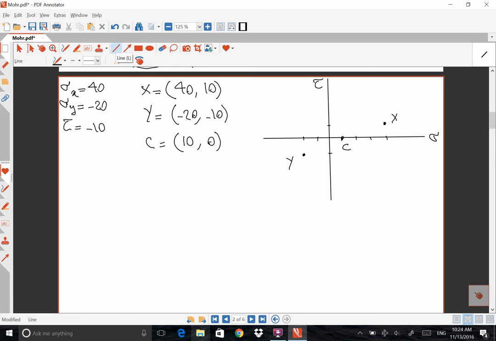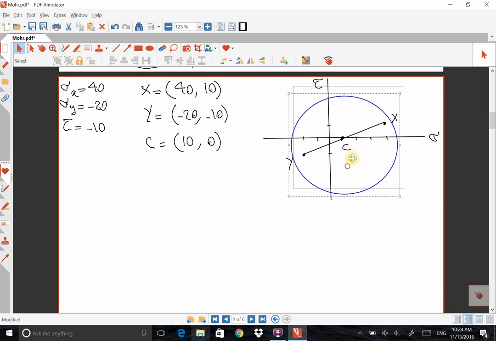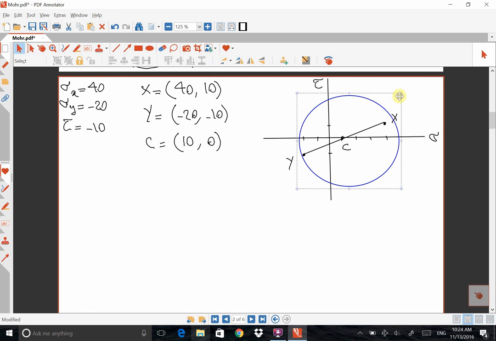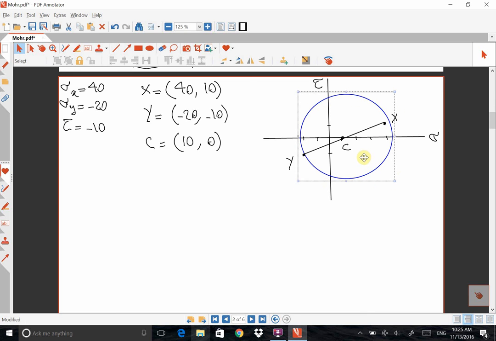Then I need to draw a line, which is not necessary, but then I can draw my Mohr circle with the center of C and the radius of this much. Okay, let's say that's a Mohr circle. Let me just move it a bit.